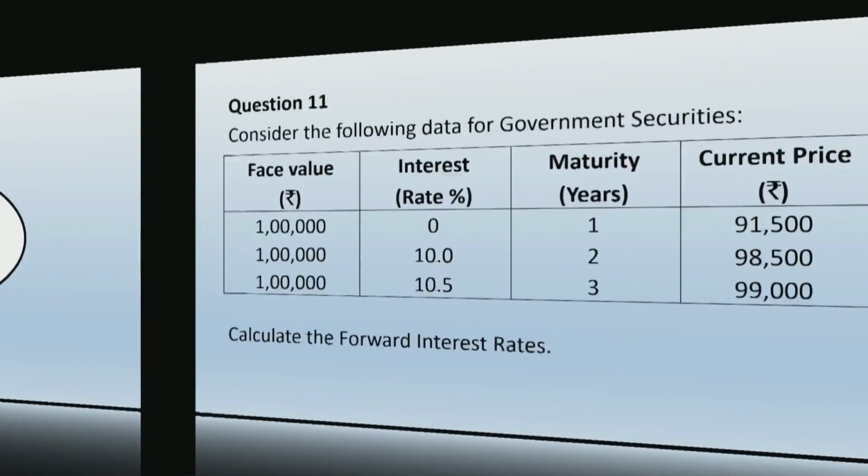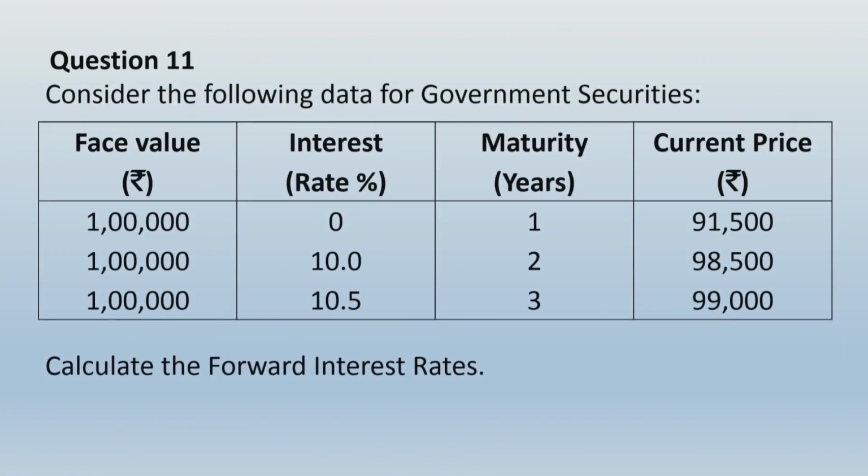Let us move ahead and take up another question, that will be question number 11. Let us read this question. Consider the following data for government securities. You can see the face value of the 3 different government securities given to you, and their years to maturity are 1 year, 2 years and 3 years. Their current price is also given, and the coupon rate offered by the bond is also given, and you have to simply compute the forward interest rate.